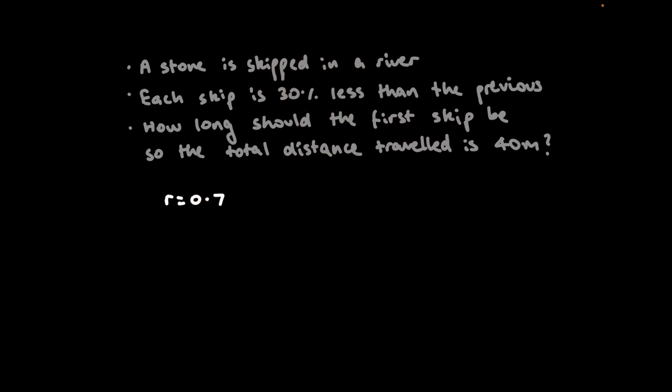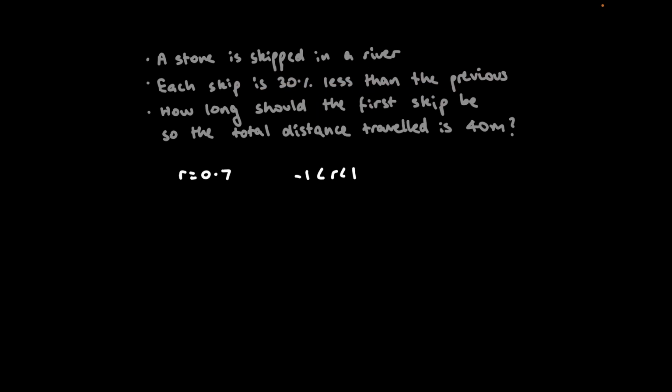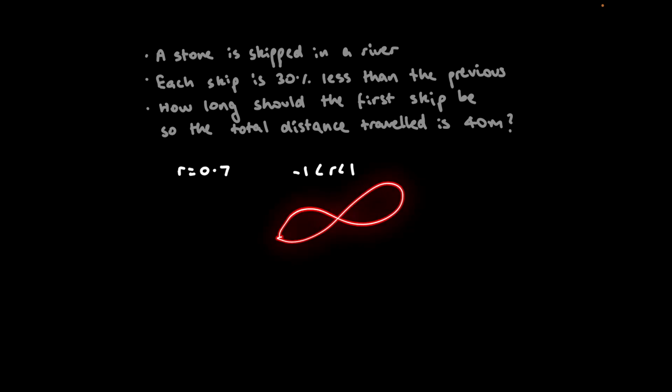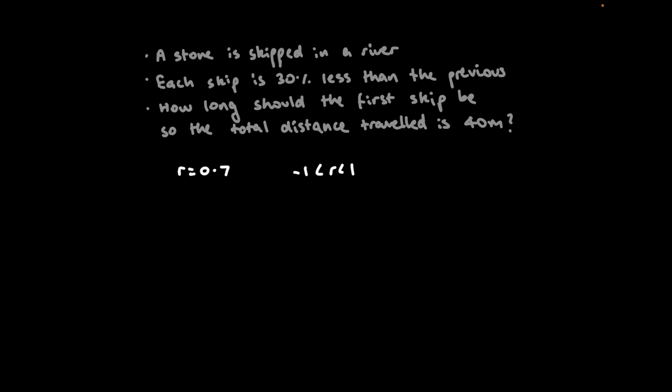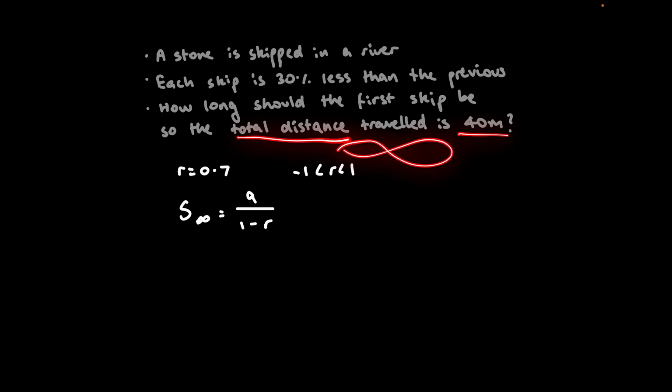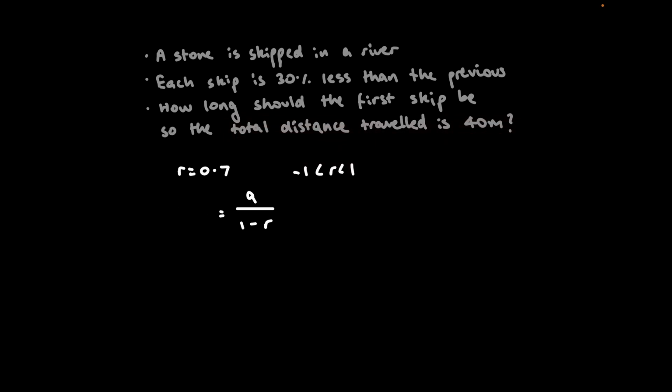Well, because the value of r is in between -1 and 1, if we take this skip of the stone on the river an infinite number of times, it will converge to a point. So we can use our infinite summation. So the sum to infinity equals a on 1 take r. Okay, and we know the total distance traveled after an infinite number of skips is going to converge to 40 meters.